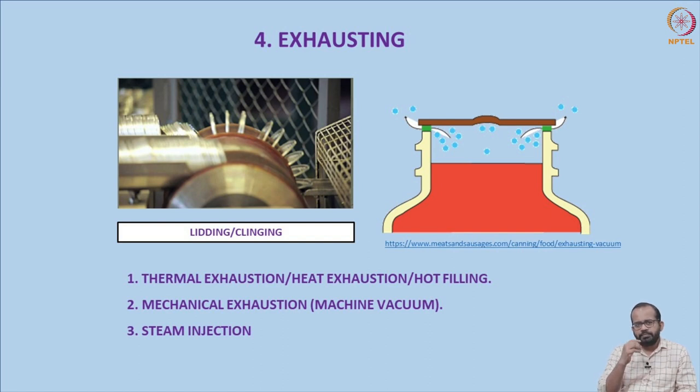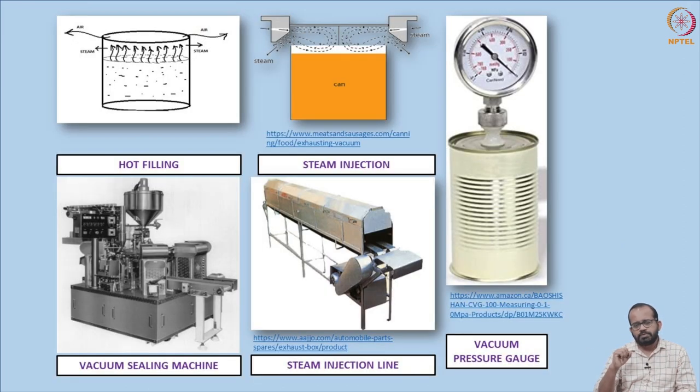Clinching is done before double seaming because some kind of gap is provided between the can body and the lid, so that proper exhaustion can be carried out, for example with vacuum sealing or steam injection. It minimizes the strain on the container due to air expansion. So exhausting is very important because it minimizes the strain on the container due to internal air expansion. It removes oxygen, which facilitates corrosion and oxidation. That is one of the main advantages of exhaustion procedures.